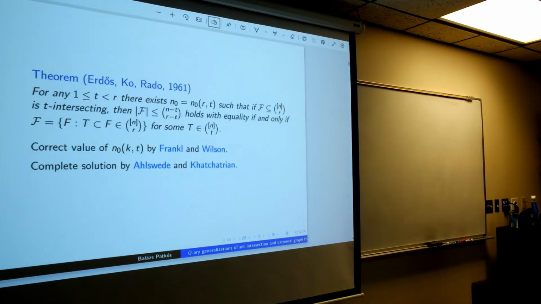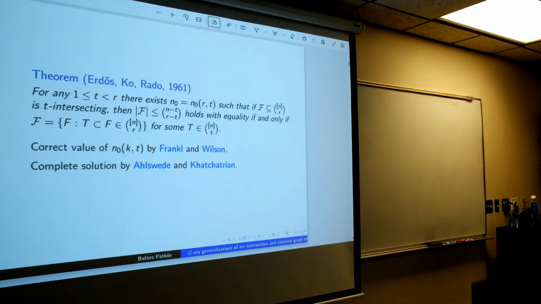And later on, Frankl and Wilson determined, so the Erdős–Ko–Rado theorem was in '61, at least when it appeared, then in the early 80s Frankl and Wilson determined the threshold n naught, for how large n should be so that the trivial intersecting families are the largest ones. And then whatever happens below, that had a complete solution in '97 by Rudolf Ahlswede and Levon Khachatrian.